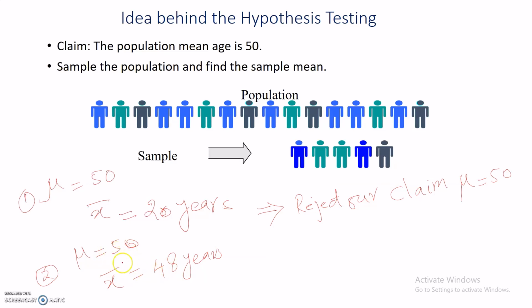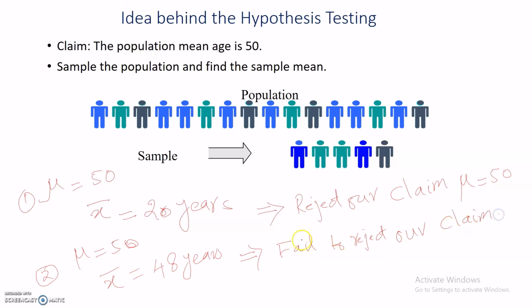Our sample data supports our claim. Why? Because there is a very little difference between the population age and the sample age. So you could say our sample data do support our claim. So we say we fail to reject our claim. In this situation, we fail to reject our claim, right?